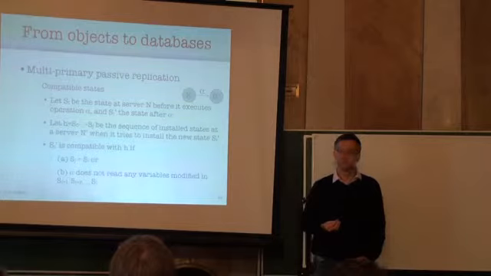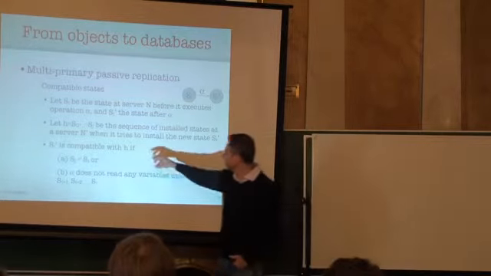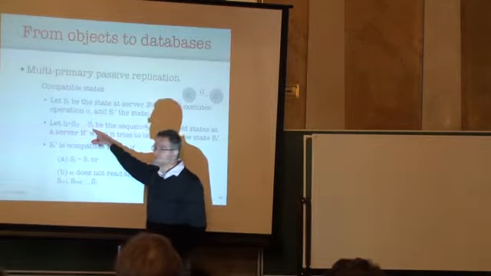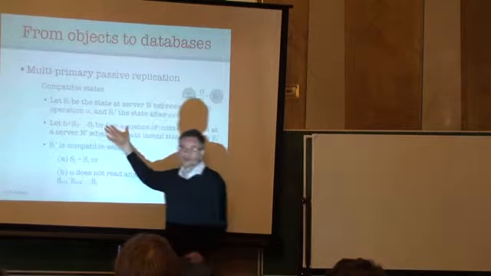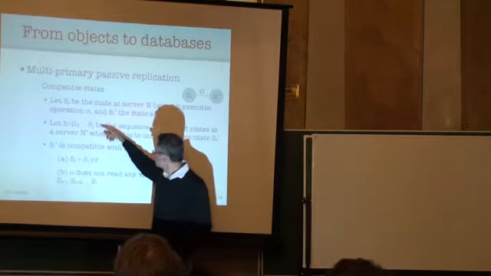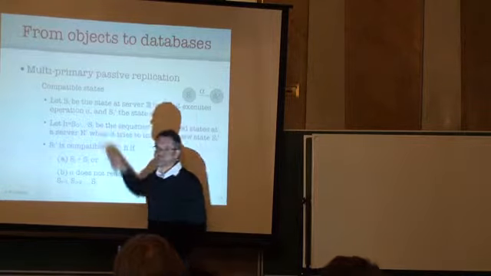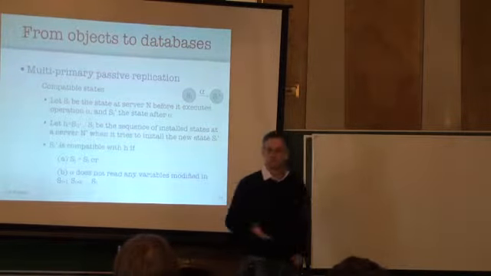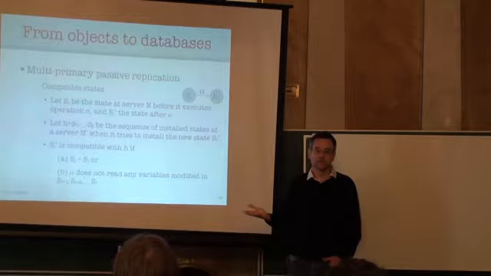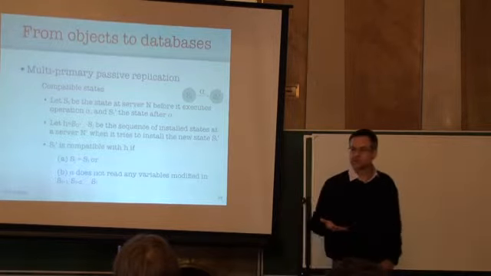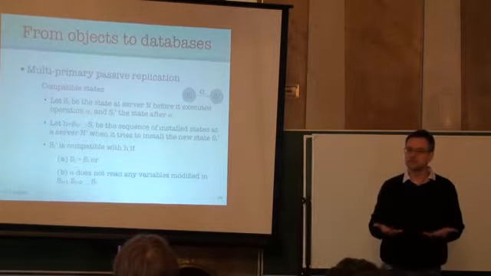Right. This basically means that Si prime was computed based on Sj. So it certainly is compatible. Because it means that Si prime was Sj plus some operation, right? So that's the simple case. In other words, there was no concurrency. There was no conflicting requests being executed simultaneously.